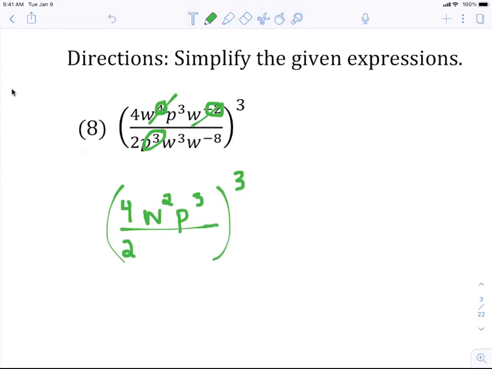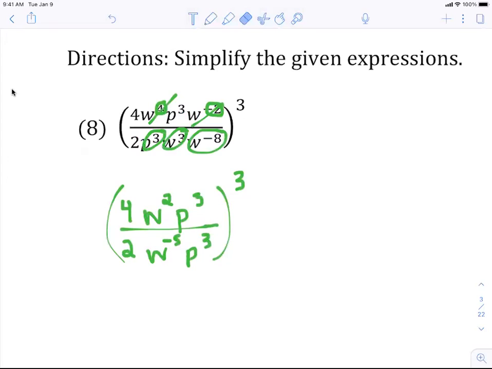P's, there's also still only 3, so I'm going to align them over here. W's, on the other hand, we have 3 here, and I'm taking away 8 of them. So 3 minus 8 really ends up being -5. So a lot of times I'll simplify what's on the inside first, because then once I raise everything to the 3rd, we're pretty much done.